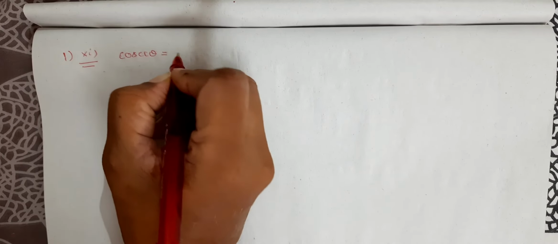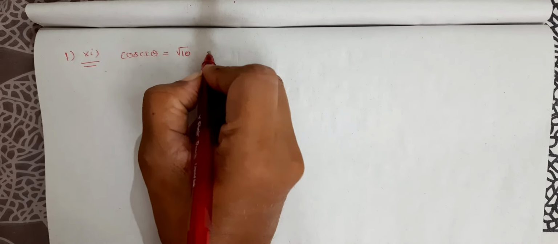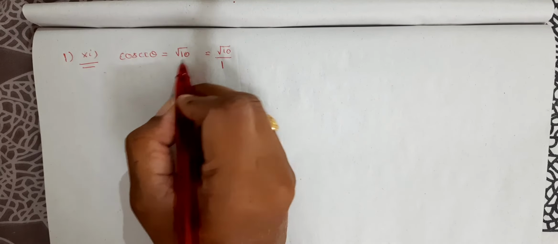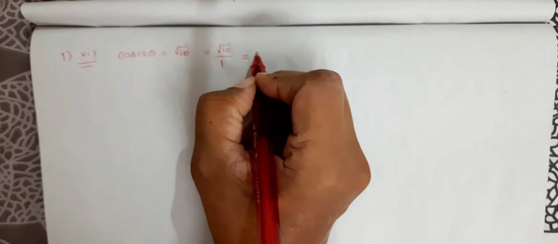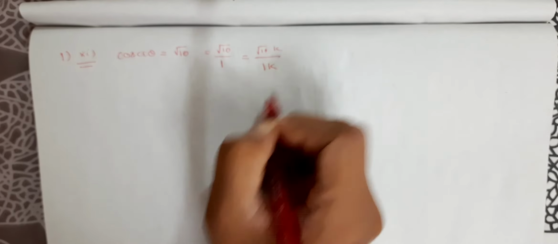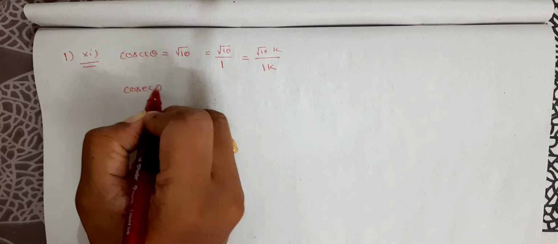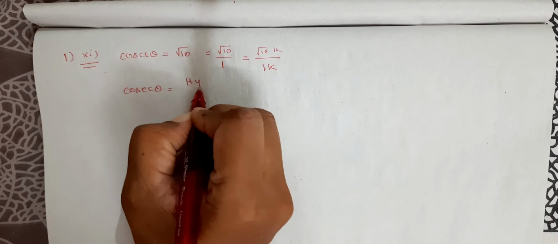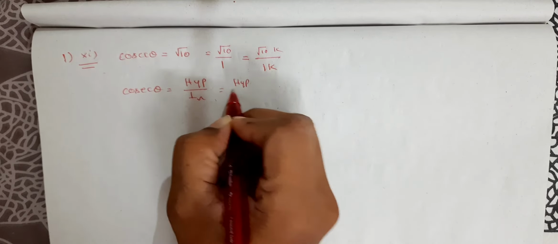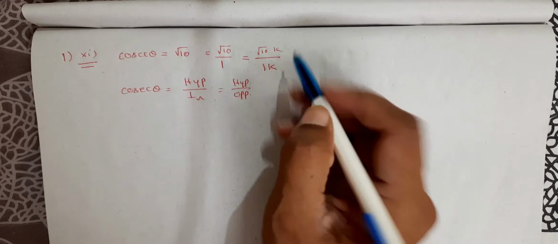Cosecant theta is equal to root 10 is given. So that means it can be written as root 10 by 1. When nothing is there in the denominator, we take it as 1. So therefore it is root 10 k times by 1 k times. But what is cosecant? Cosecant is defined as hypotenuse by perpendicular, or hypotenuse by opposite, whichever name you call it. So now let us draw the triangle here.